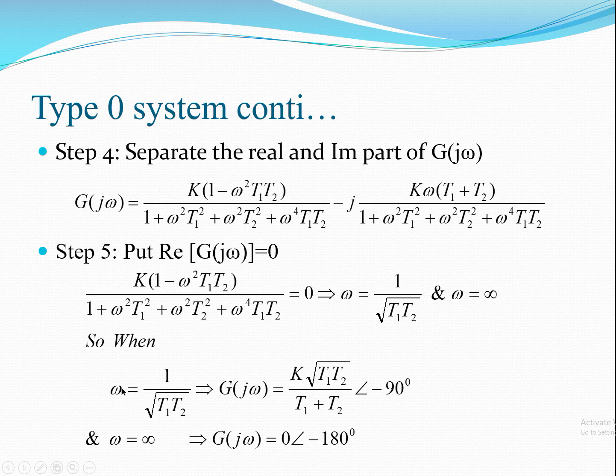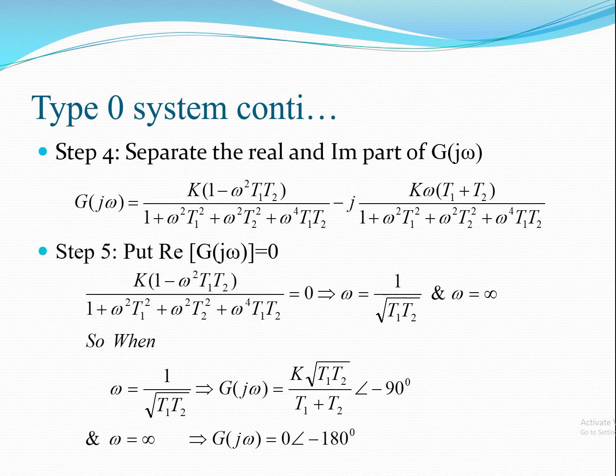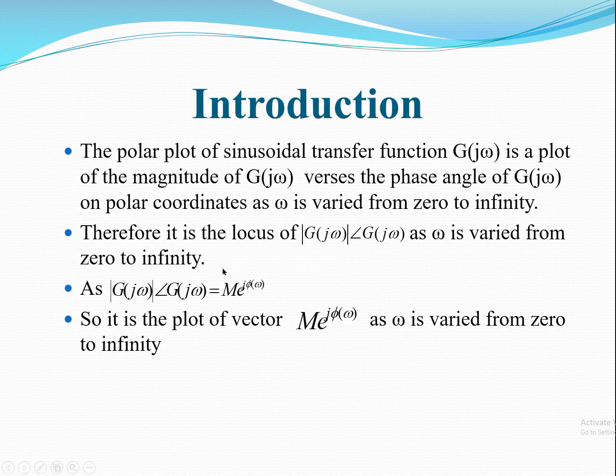Similarly, what does it indicate? If omega is equal to 0, it will touch at this magnitude and this phase angle. If omega is equal to infinity, it touches 0 magnitude and the phase angle is minus 180 degree. Okay, so now we will start drawing the polar plot. As we all know the polar plot definition, the polar plot of a sinusoidal transfer function G of j omega is a plot of magnitude of G of j omega versus the phase angle of G of j omega on polar coordinates as omega is varied from 0 to infinity.